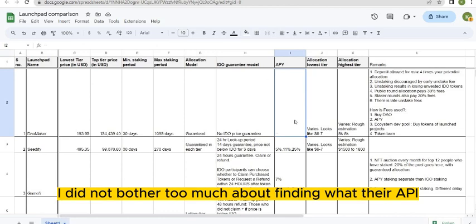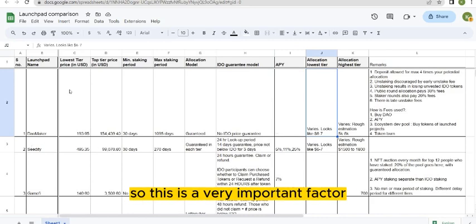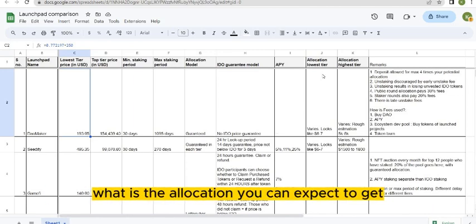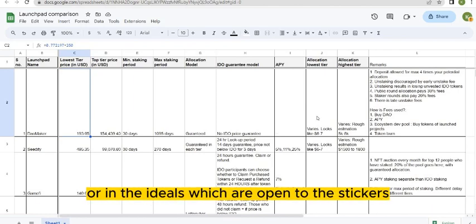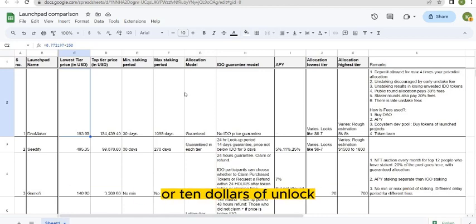I did not bother too much about finding what their APY is. I'm sure there is some APY, and yeah, so this is a very important factor. If you get into the lowest tier with a $200 investment, what is the allocation you can expect to get in the staker rounds or in the IDOs which are open to the stakers? You can expect somewhere around $6 to $7 or $10 of unlock.